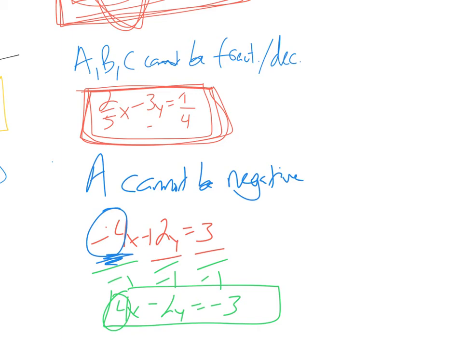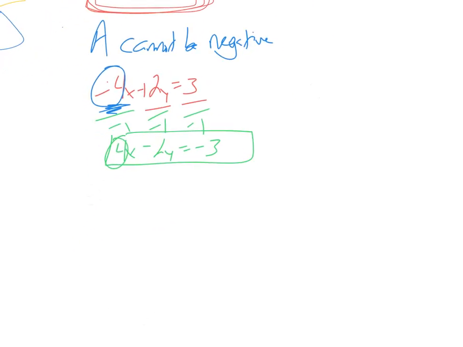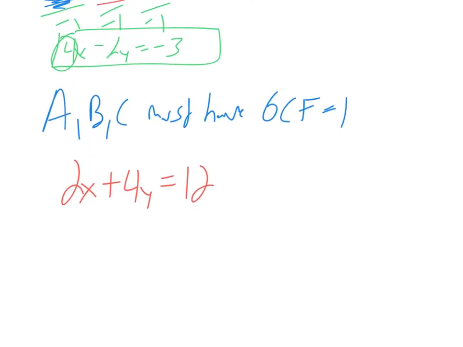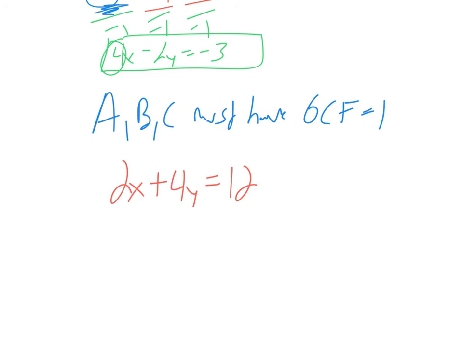And the last rule that we're going to talk about in this video is that A, B, and C must have a greatest common factor equal to 1. Okay, and I'll give you an example of what I mean by that. So if the equation was something like 2x plus 4y equals 12. All right, so let's take a look at the A, the B, and the C. The A value is 2 in this equation. The B value is 4, and the C value is 12.